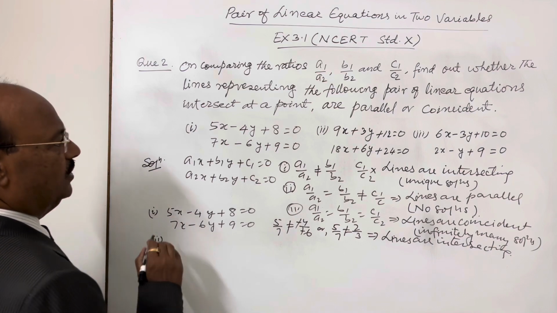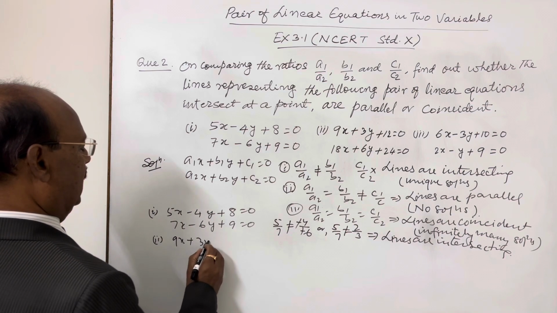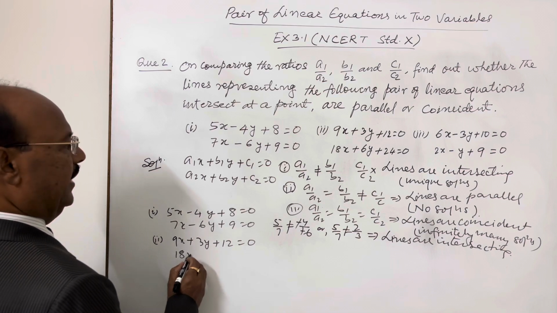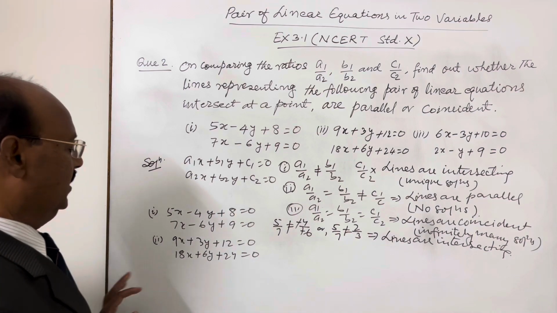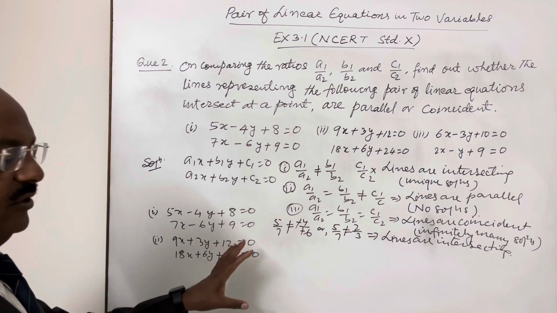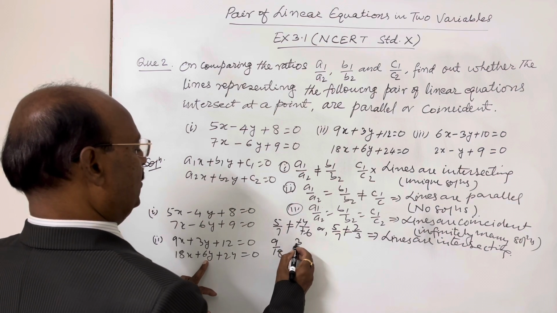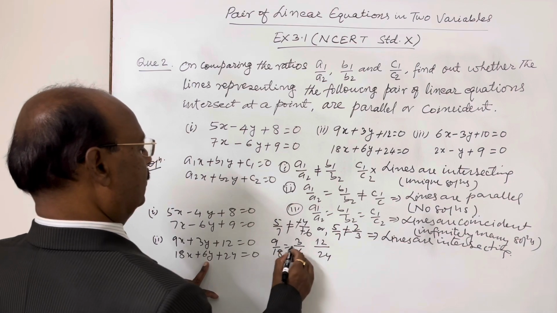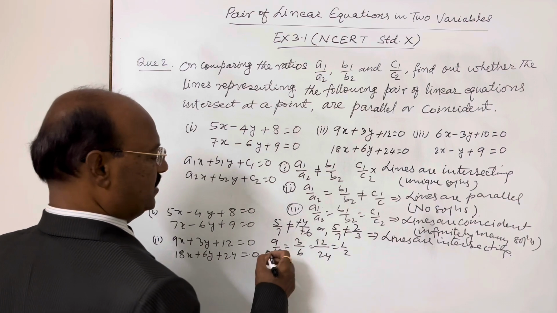Second question. This is 9x plus 3y plus 12 is equal to 0, and another equation is 18x plus 6y plus 24 is equal to 0. Here you see a1 by a2, b1 by b2, c1 by c2, all are equal. a1 by a2 is 9 by 18, b1 by b2 is 3 by 6, c1 by c2 is 12 by 24. All are equal to half after simplification.